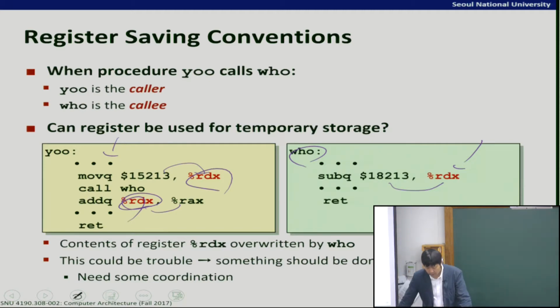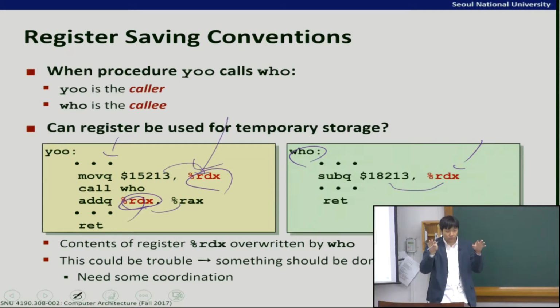So the contents of register RDX are overwritten by the who function, and this could be trouble because in this case, what the u function expects is that the value of RDX will be preserved across the function call, right? So there must be some agreement on which registers can be safely used by the callee and which registers must not be used by the callee. Okay, so that's called a register saving convention.